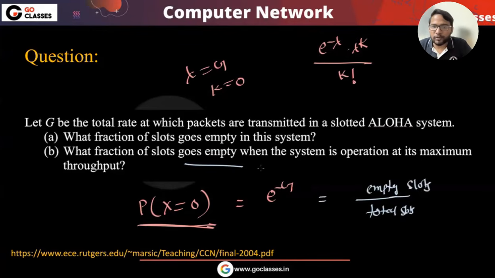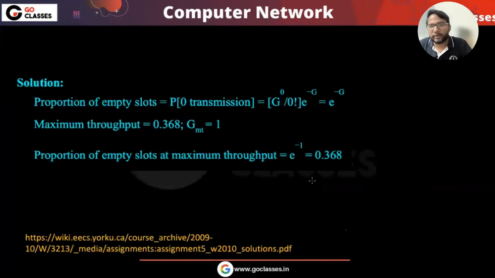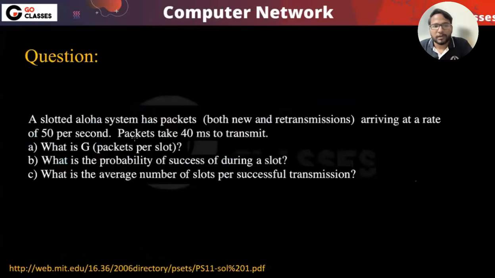Now, what fraction of slots goes empty when the system is operating at its maximum throughput? At that time, do you remember what G is? If the system is operating at its maximum throughput, then G must be 1. So it will be 1 upon e at that time, right? So in general, it is e power minus G, the probability of X being 0. But if the system is operating at its maximum throughput, then it is 1 upon e. Now let's just solve this question.